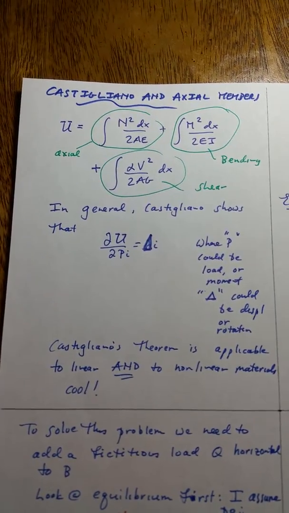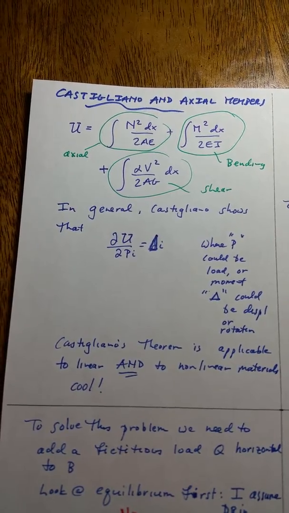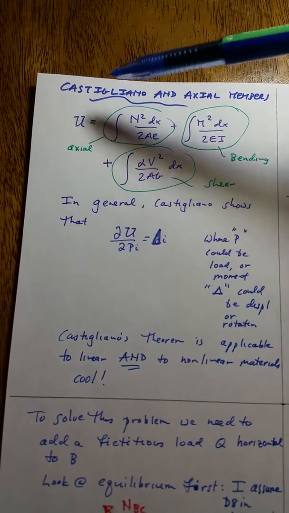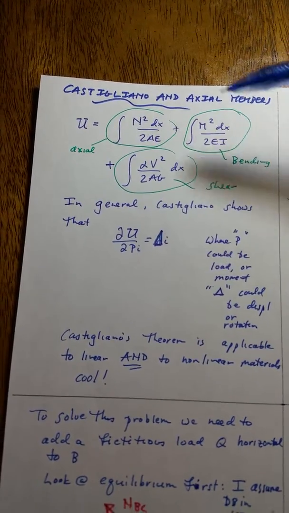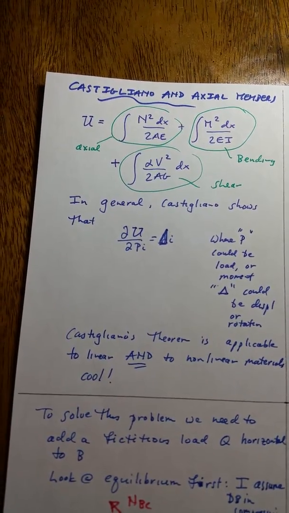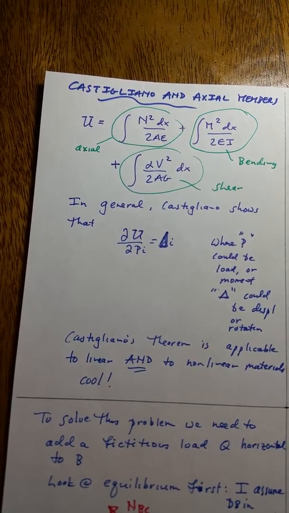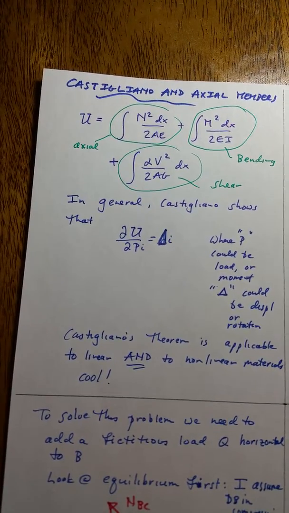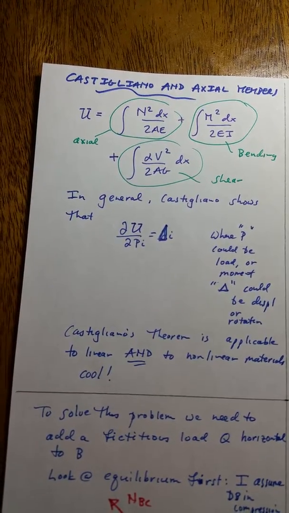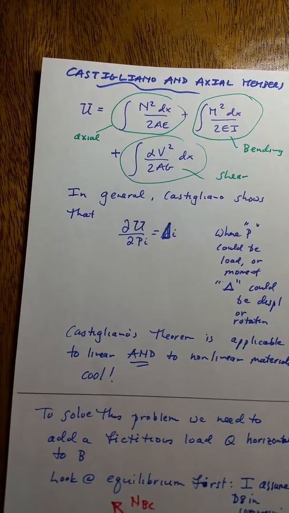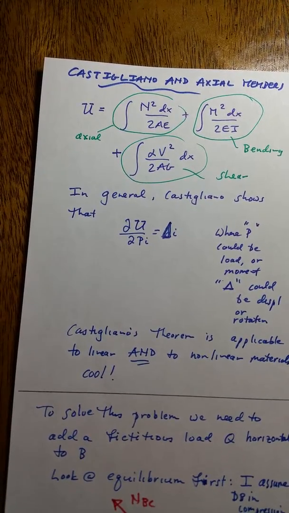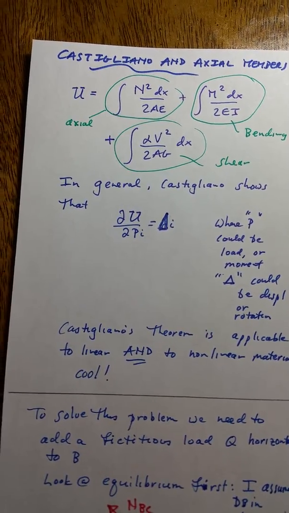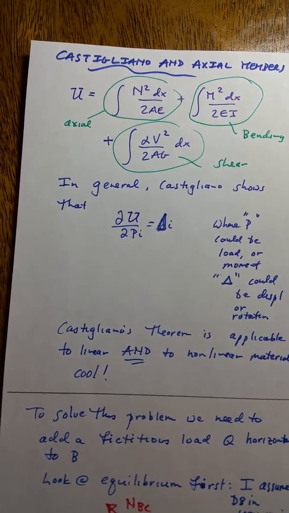Castigliano's theorem can be applied to axially loaded members, bending members, and sheared members. The strain energy can be formulated in a very analogous way for all three of these phenomena. For axial, we have the integral of N squared dx over 2AE. For bending, we have the integral of M squared dx over 2EI. And for shear, we have the integral of alpha V squared over 2AG, alpha being that shape factor. Remember, I showed you that as 1.2 for a rectangular section.